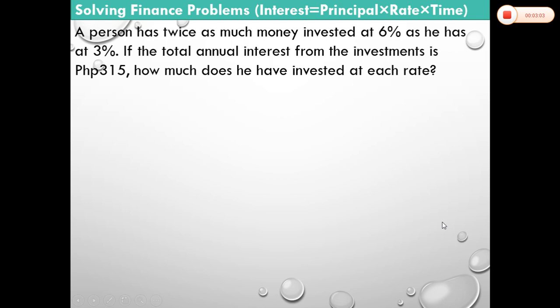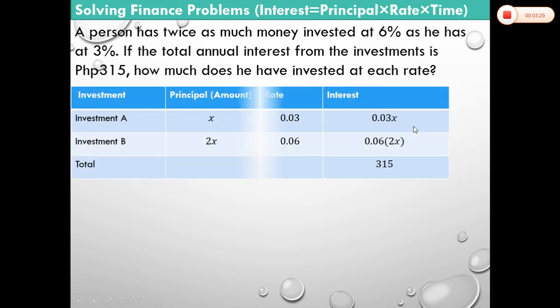Another problem: a person has twice as much money invested at 6% as he has at 3%. If the total annual interest from the investments is 315, how much does he have invested at each rate?